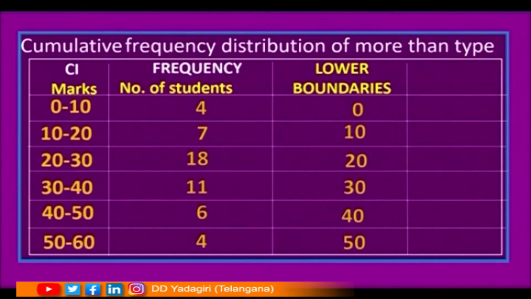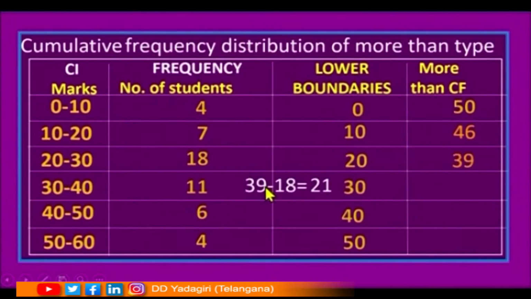Likewise, you are going to find the more than cumulative frequency. Children, recollect how you find the more than cumulative frequency. The first value you take is the highest value, which is 50. So 50 is the highest value, so mark 50 here. Then correspondingly, 50 minus the frequency of the previous class, 4, gives 46. Next, 46 minus 7 is 39.